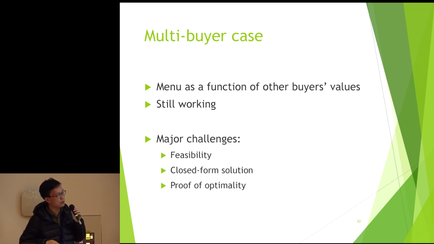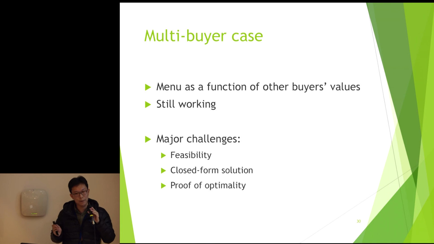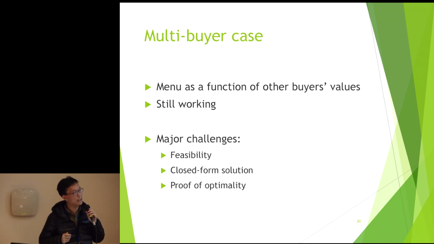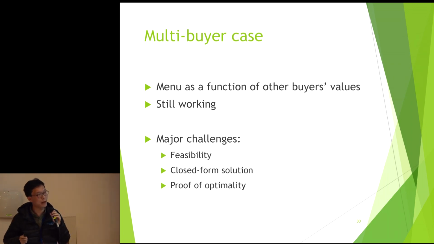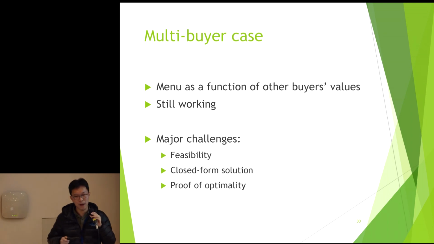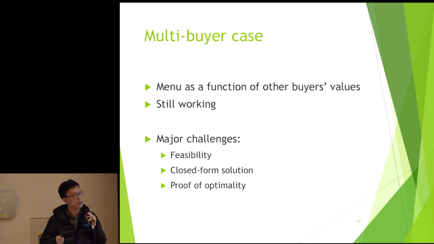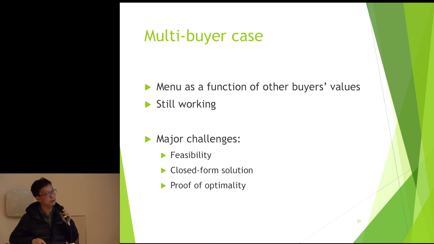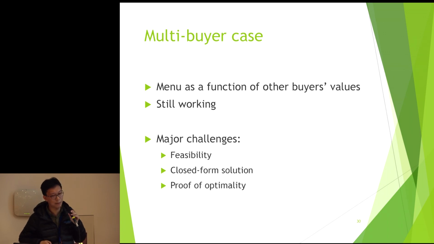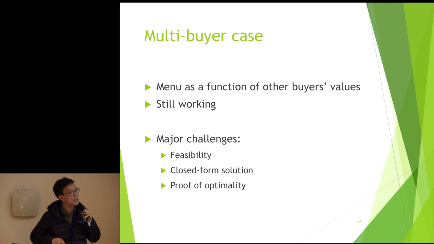So the first challenge is the feasibility constraint. For example, if multiple buyers want to buy the same item, we have a feasibility problem. Ideally, all the menus that are given to all the buyers should guarantee that when these buyers choose the best menu entry, there will not be any feasibility problem. But for now, we're still working on that.